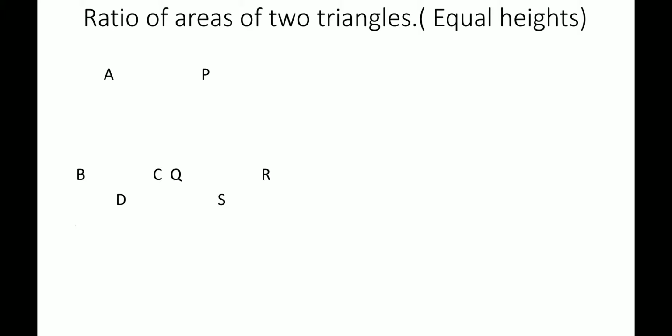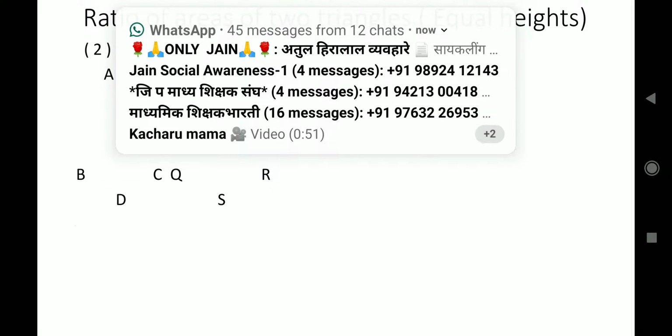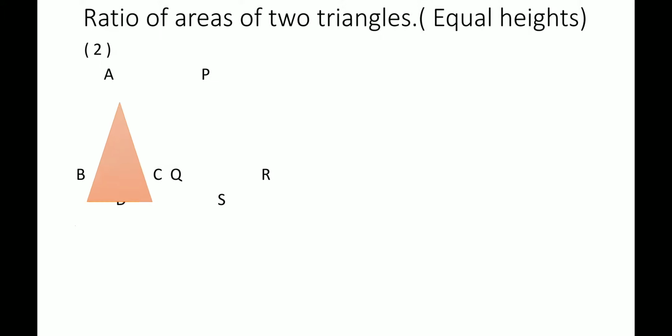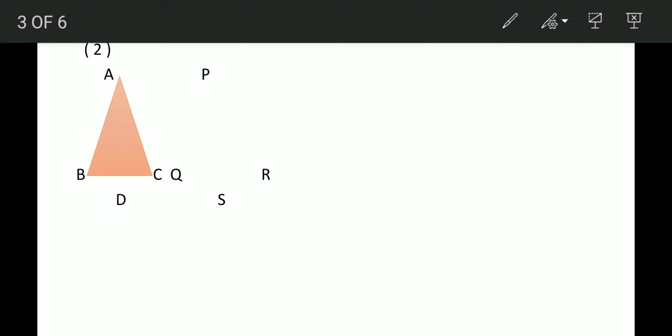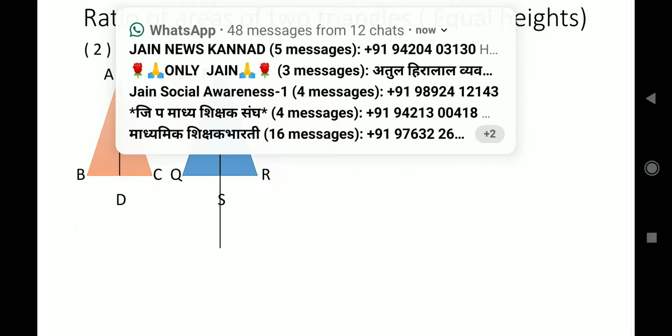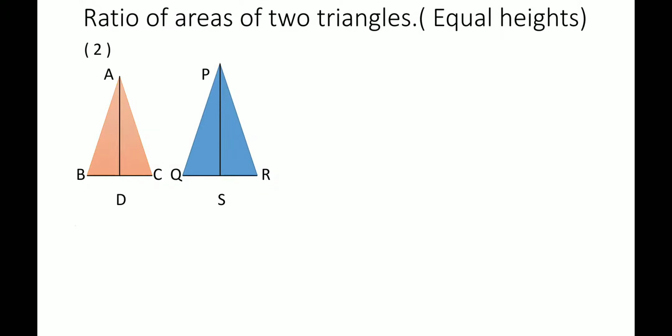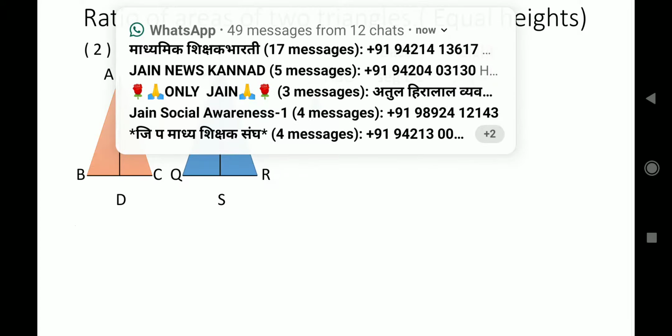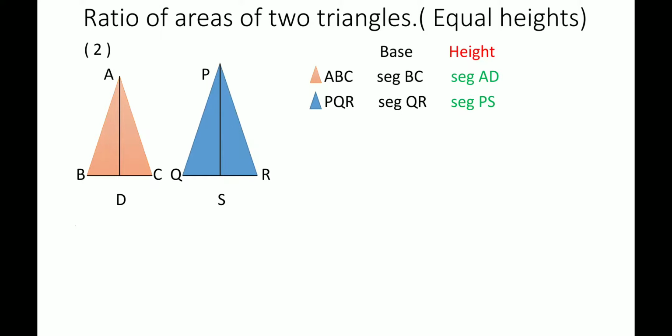Ratio of areas of two triangles with equal heights. So similarly, this is triangle ABC, triangle PQR, height AD, height PS, base BC, base QR. So we can write like this, base and heights of the corresponding triangles. Triangle ABC having base segment BC and height segment AD. Triangle PQR having base segment QR and height segment PS.